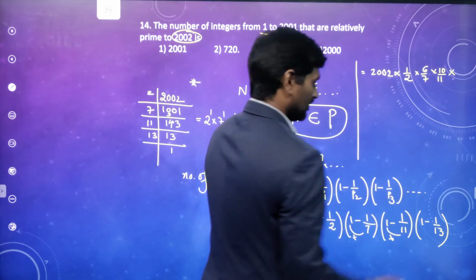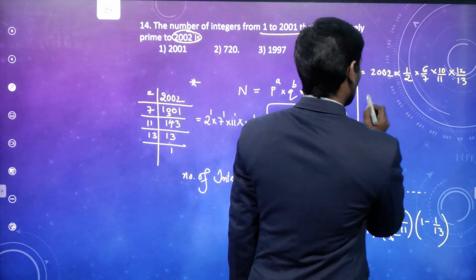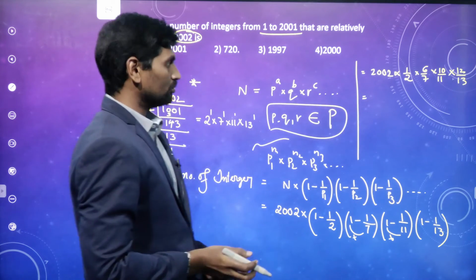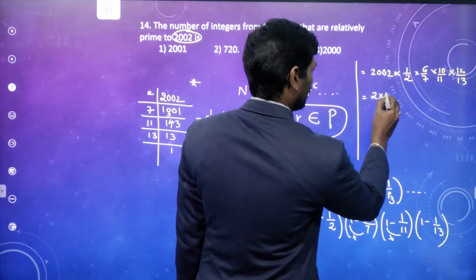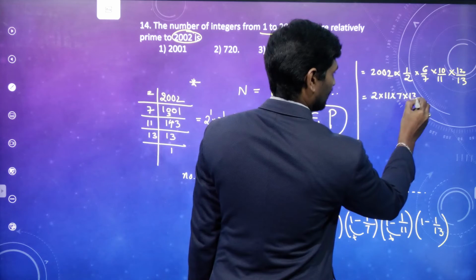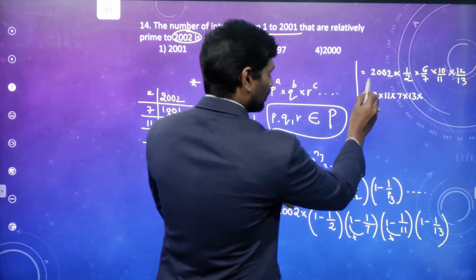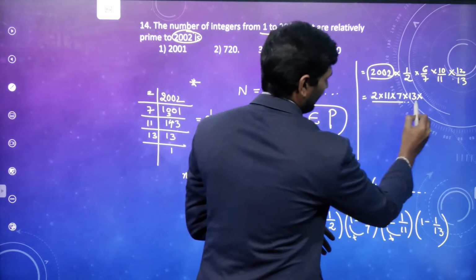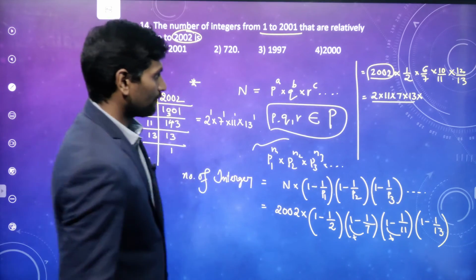10 by 11, same like this one. 12 by 13. But you know already 2002 is expressed as 2 power 1, into 11 into 7 into 13. That means I am expressing 2002 in prime factor form. Now let us see the remaining.